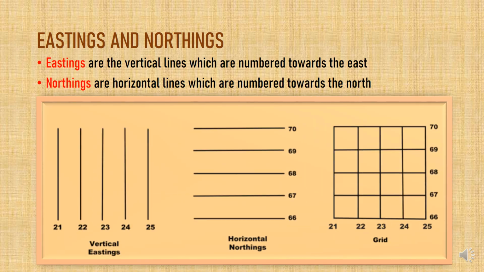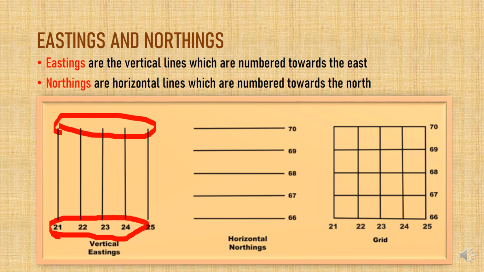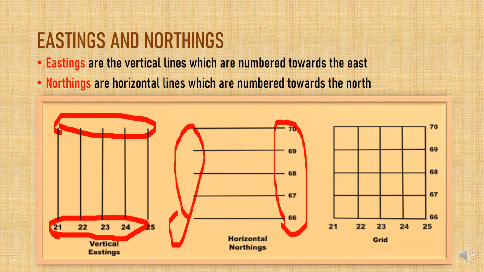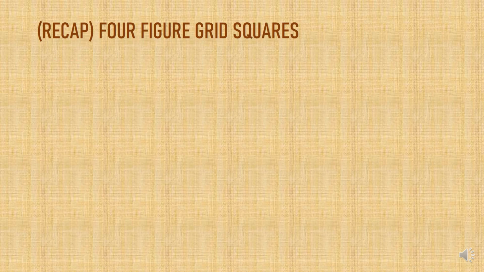So we talked about the Eastings and the Northings, and we said the Eastings are the vertical lines which are numbered at the bottom or at the top sometimes, while the Northings are the horizontal lines which are numbered at the left and at the right sometimes, and they create a network of grid squares like this.